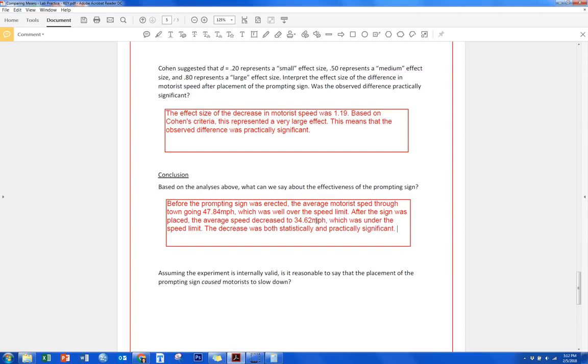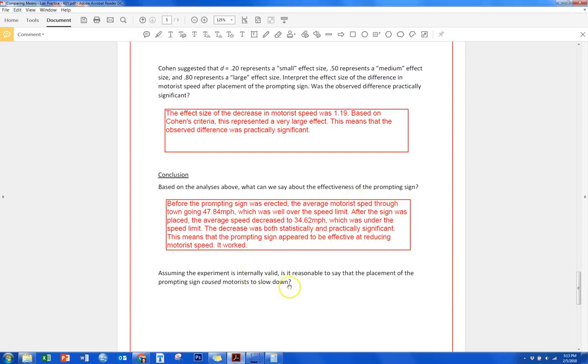Okay, so all this is to say, this means that the prompting sign appeared to be effective at reducing motorist speed. Okay, it worked. Right? Let's make this as simple as possible. So I kind of recapped all the analyses here, but when it comes right down to it, it worked. When you're doing analysis for somebody, you want to be able to boil it all down and say, yes, the sign worked.